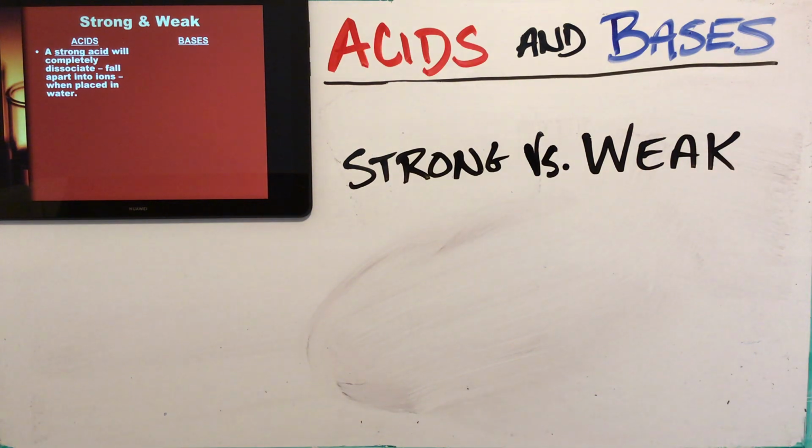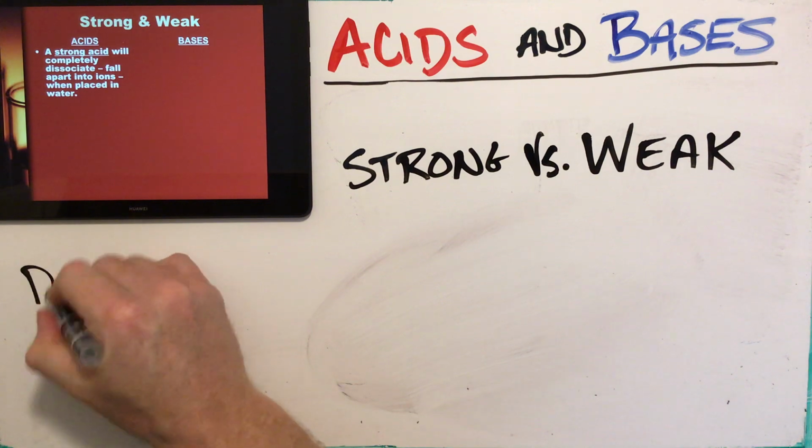So, strong versus weak, right? How do we tell the difference between the two? What it comes down to is something called dissociation.